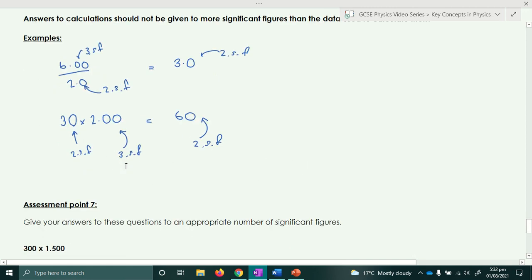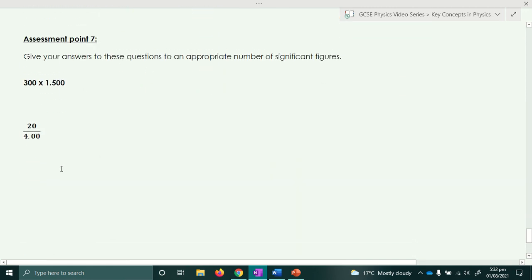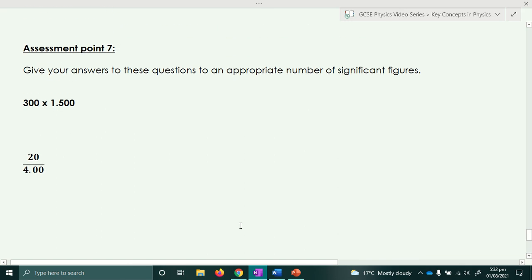Okay, so final one. Couple of questions for you to have a go at. Pause the video now and write your answer to these questions to an appropriate number of significant figures. Alright, so let's have a look.